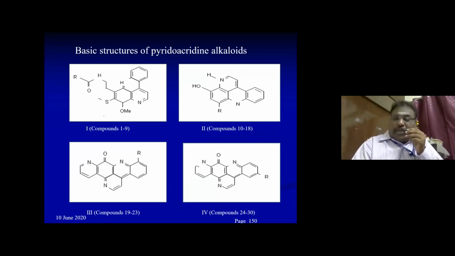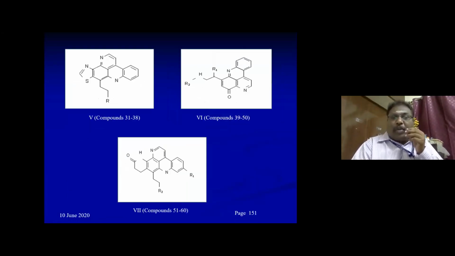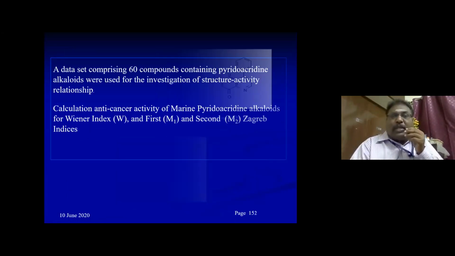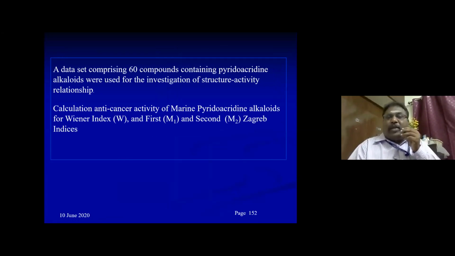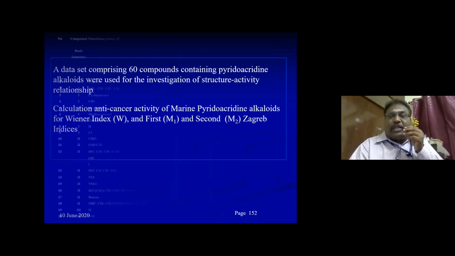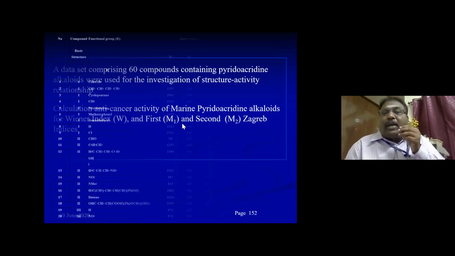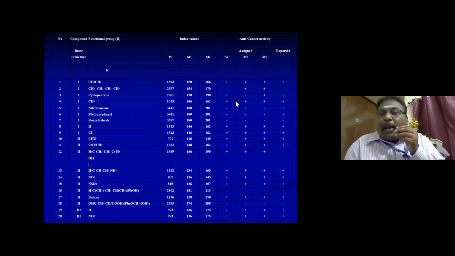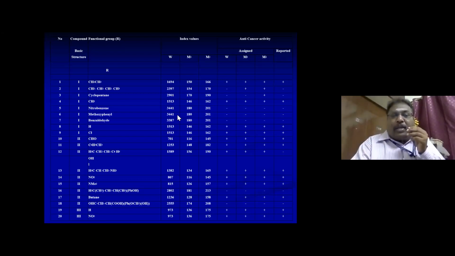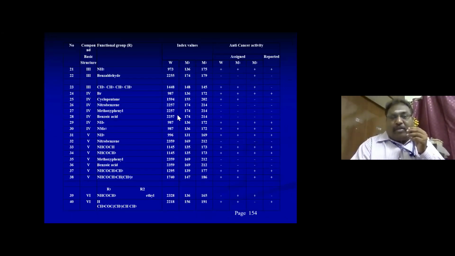Otherwise, they keep it and then do research on it. So for predicting the various physical properties, our tools are useful. Sixty compounds containing the pyridoxine alkylate were used to investigate the structure activity relationship using these types of indices. Again, in the lab, we were calculating the various indices in the table, active and inactive, and the range was being fixed. Accordingly, the lead compound was investigated.